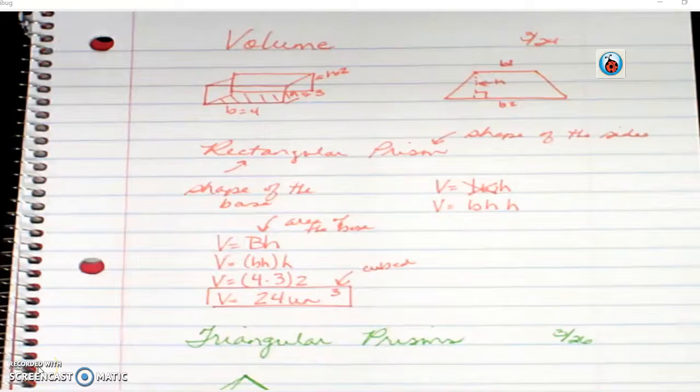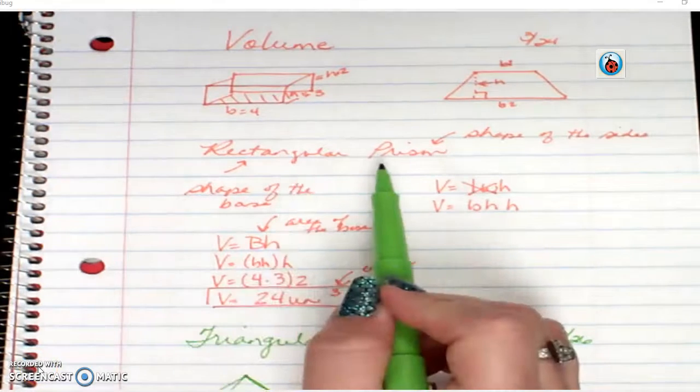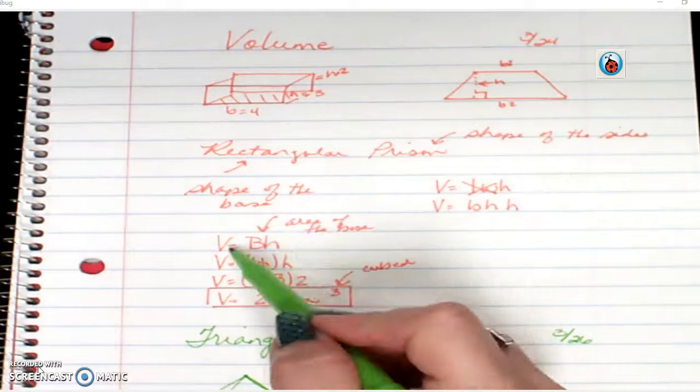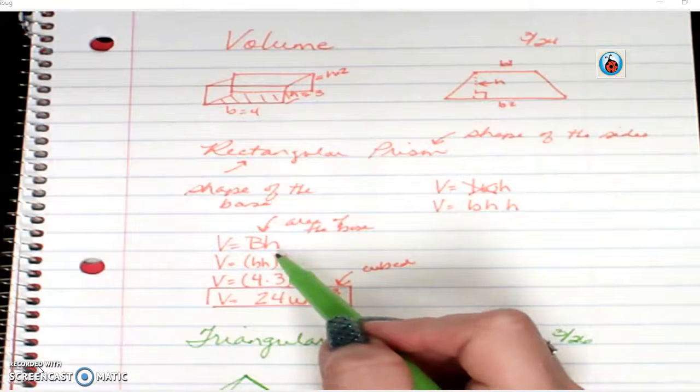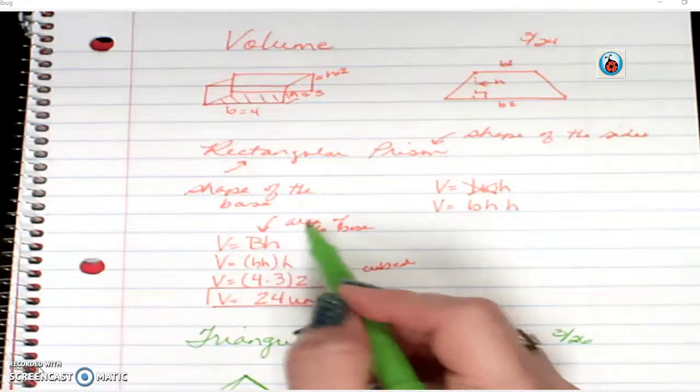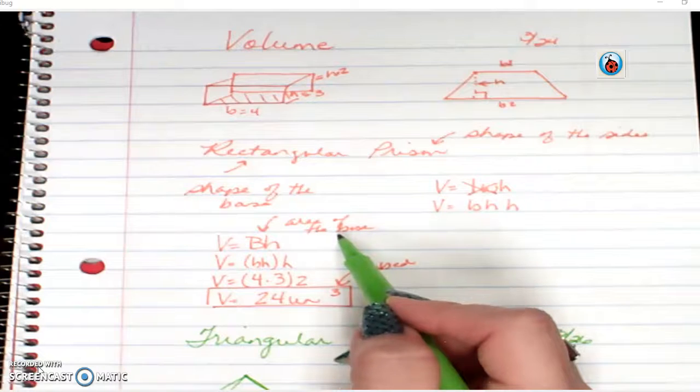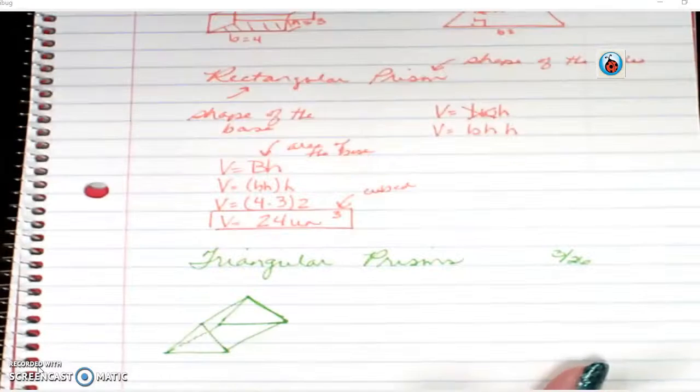All right, so we're going to continue to talk about volume. We've already covered rectangular prisms, and that used the formula V equals capital BH. And we knew that the capital B stood for the area of the base. Well, today we're going to talk about triangular prisms.